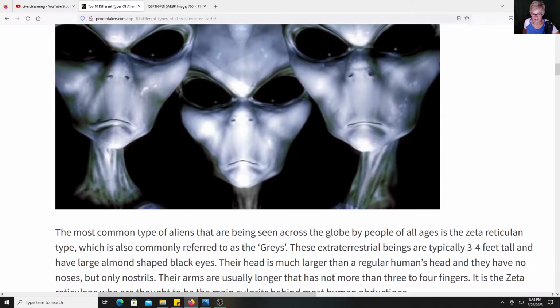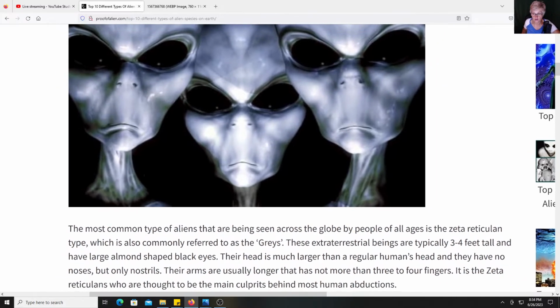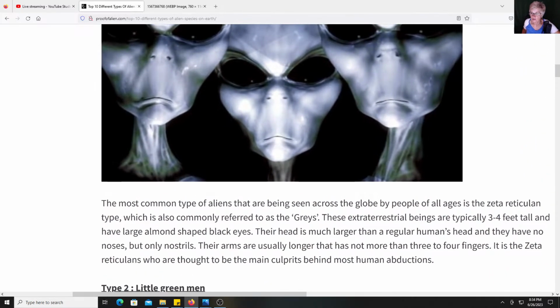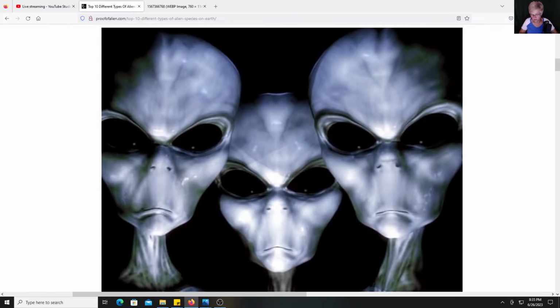The most common type of aliens that are being seen across the globe by people of all ages is the Zeta Reticulan type, which is also commonly referred to as the Greys. These extraterrestrial beings are typically 3 to 4 feet tall, have large almond-shaped black eyes. Their head is much larger than a regular human's head, and they don't have a nose. Their arms are usually longer, with not more than 3 to 4 fingers. It is the Zeta Reticulans who are thought to be the main culprits behind most of the human abductions. And we saw that the insectoids were kind of part of it too, you all. The Zeta Reticulans was their number one species right there.